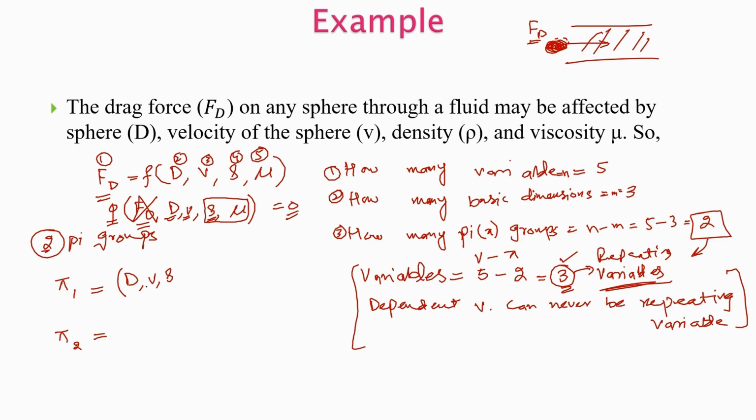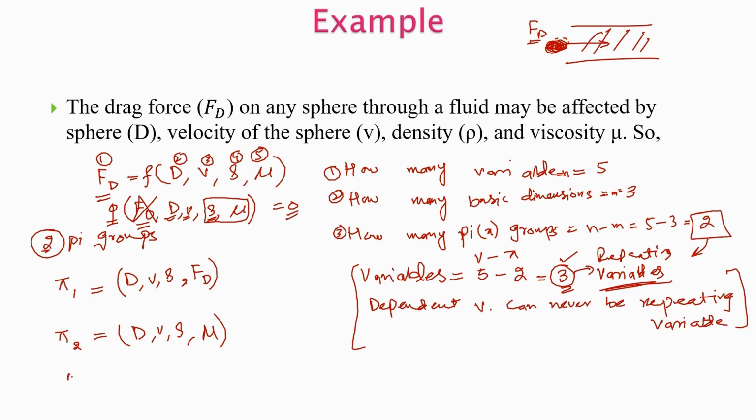If in first pi group you are taking d, v, and rho as the repeating variable, in the second group you will take all of them as the repeating variables. So in each group there will be one non-repeating variable. In first group, because we are not including FD as a repeating variable, it will be the first non-repeating variable, and in second place this will be the mu. Mu and rho can be in one group, but repeating variables cannot be in a single group.